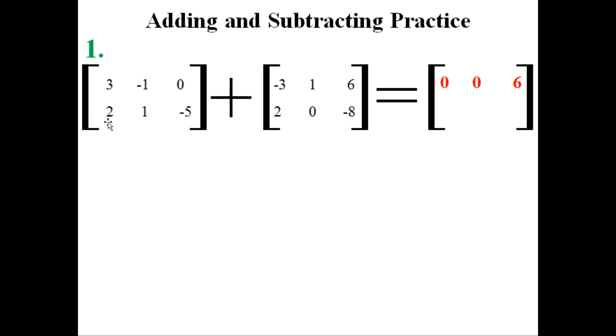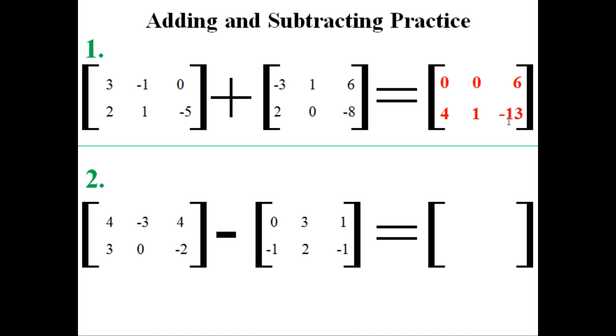Bottom left-hand corner, I've got a 2 plus 2 in the bottom left-hand corner. 2 plus 2 is 4. I'm going to write my answer right here in the bottom left-hand corner. Now I have a 1, which is in the bottom center, and a 0 that's in the bottom center. So 1 plus 0 would yield me an answer of 1. Negative 5 and a negative 8 in the bottom right. So negative 5 plus negative 8 would be negative 13. And this is my answer. This is my final answer here in red with the brackets around it. And this is your final matrix.